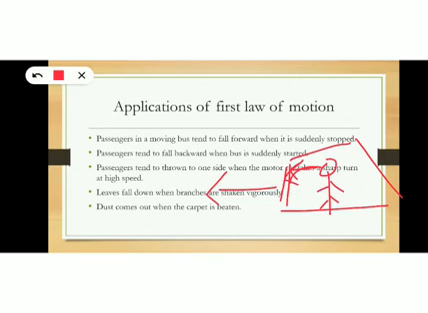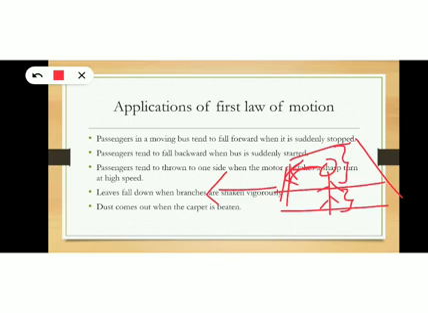Here, whenever the bus is moving, see, the lower part of your body is close to the floor of the bus. So whatever change happens to that bus, it affects the lower part of your body much more because it is in close contact with the floor of the bus, while the upper part of the body is not much affected by the changes happening to the bus.